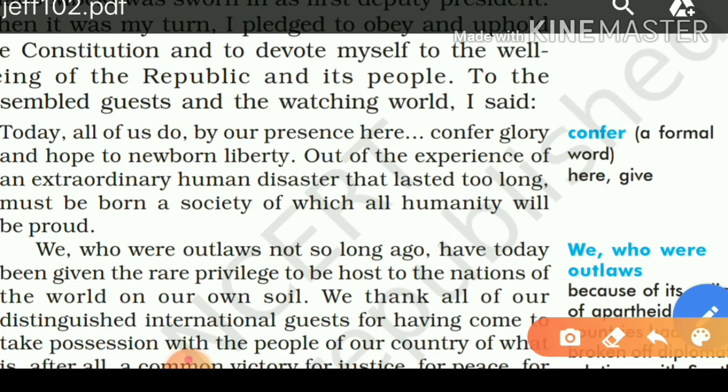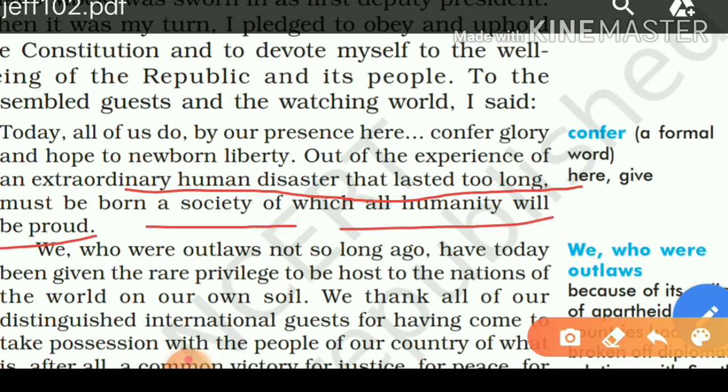So he says that this disaster lasted too long. They suffered all this for decades, and now it must be like the birth of a society which all humanity will be proud of, because there will be no such discrimination anymore. So the society, the humanity will be proud of it.